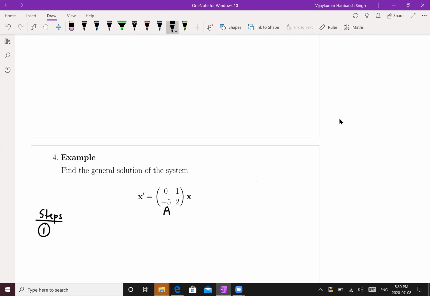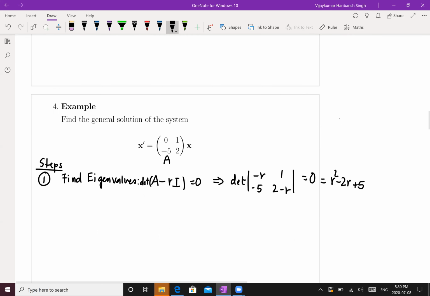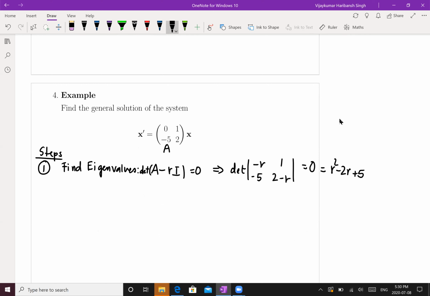So the first step is to find eigenvalues. That means you find the determinant of A minus rI, and set it equal to 0. This implies the determinant of the matrix with entries 1 minus r, 2 minus r, minus 5, 1 equals 0, which is r squared minus 2r plus 5, right? Now, how do I solve this? I can use the quadratic formula, or you can see that r is equal to 1 plus or minus 2i. In this case, lambda equals 1 and mu equals 2.